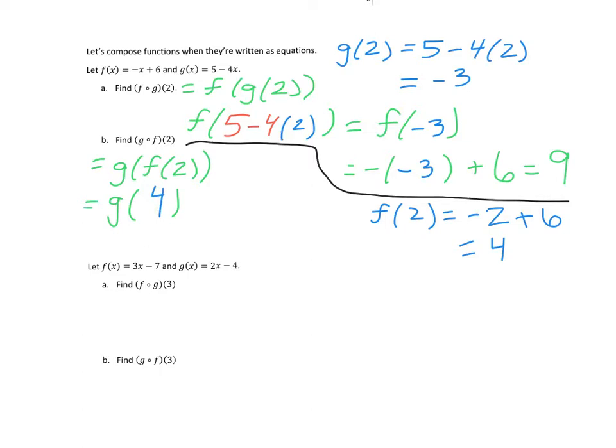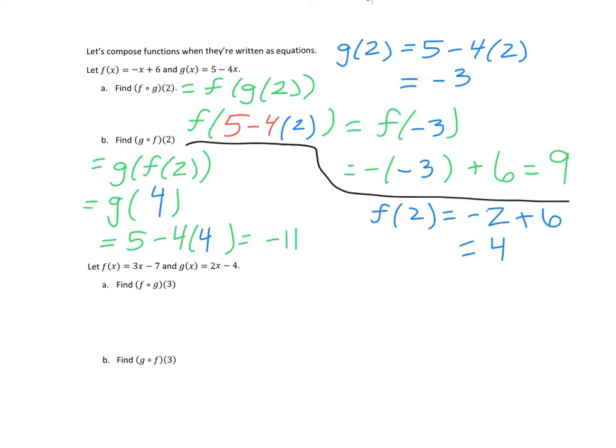And g is 5 minus 4x. And x is 4. So 5 minus 16. And 5 minus 16 is negative 11. Okay, so this brings up a good point. It brings up the fact that f of g of 2 is 9, and g of f of 2 is negative 11.